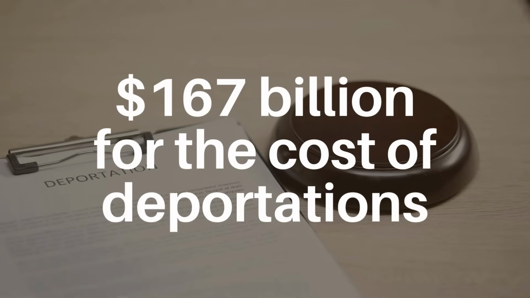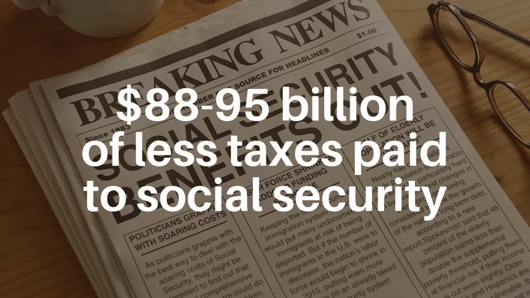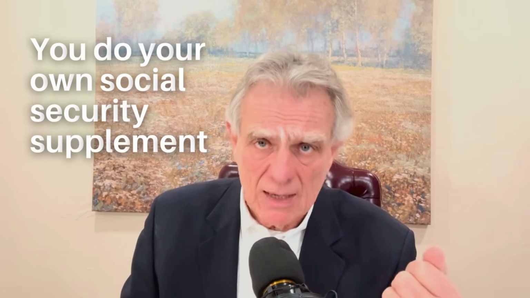So the math of it, again, is pretty compelling. $167 billion for the cost of deportations, $95 billion of less taxes paid to Social Security. So these are really big deals. Now, I don't know about the Social Security fix for the world at large, but I will tell you, in the Smart Financial Lifestyle books, we advocate that you do your own Social Security supplement. I will echo the words of Larry Fink at BlackRock and other people. If you are listening to this and you're in your 50s and you're depending on Social Security alone, it's a huge financial mistake. It's a huge risk. You need to have your own Social Security supplement.